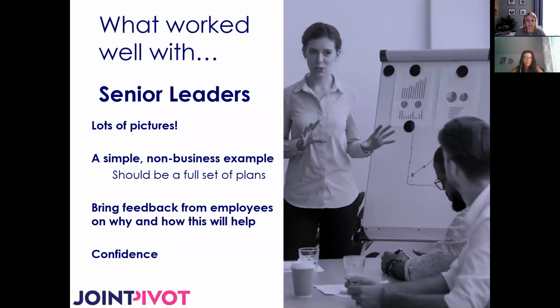What did work well with my senior leaders? Lots of pictures. The more I could show them specific ties between the different objectives, the better. So I used, in fact, a simple non-business example, a full set of plans for a fake company or a fake initiative that we were trying to do. Actually, this was one example that I used in my personal life, where they could see the mission all the way down to weekly action plans that I needed to get done. It only had 3 or 4 things in it, but it was enough for them to understand how things worked from start to finish.